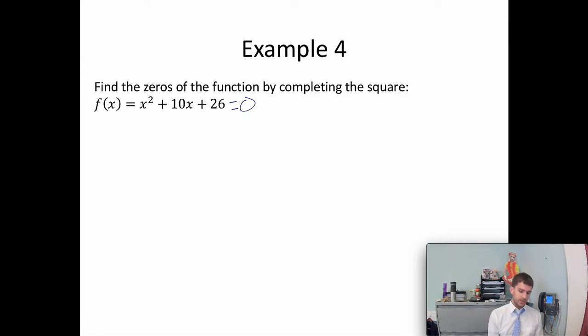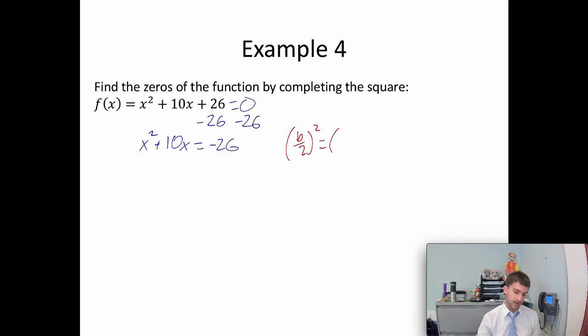The first step, just following what we did in the notes previously, is to get all the constants on one side and all the variable terms on the other. So we're going to subtract 26 from both sides, giving us x squared plus 10x equals negative 26. Now we're going to add b over 2 squared to both sides. In this case, our b value is 10, so we have 10 over 2 squared. 10 over 2 is 5, squared is 25. So we're going to add 25 to both sides of this equation. So now we have x squared plus 10x plus 25 equals negative 1.